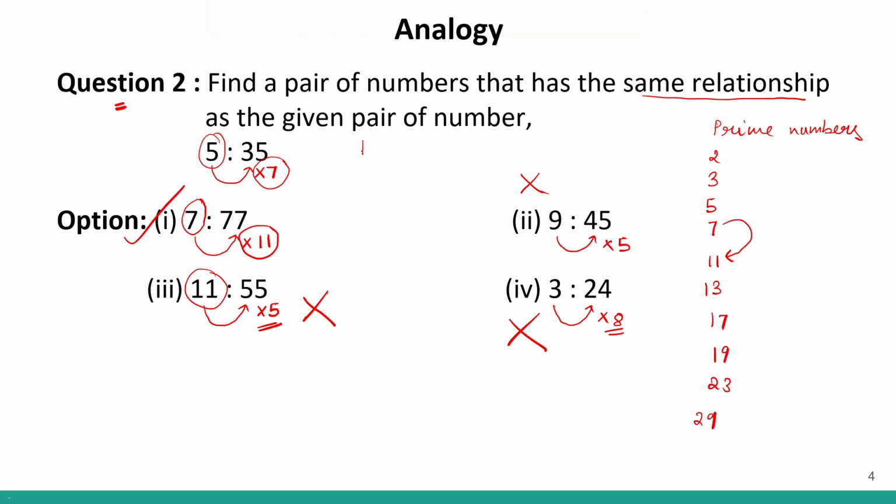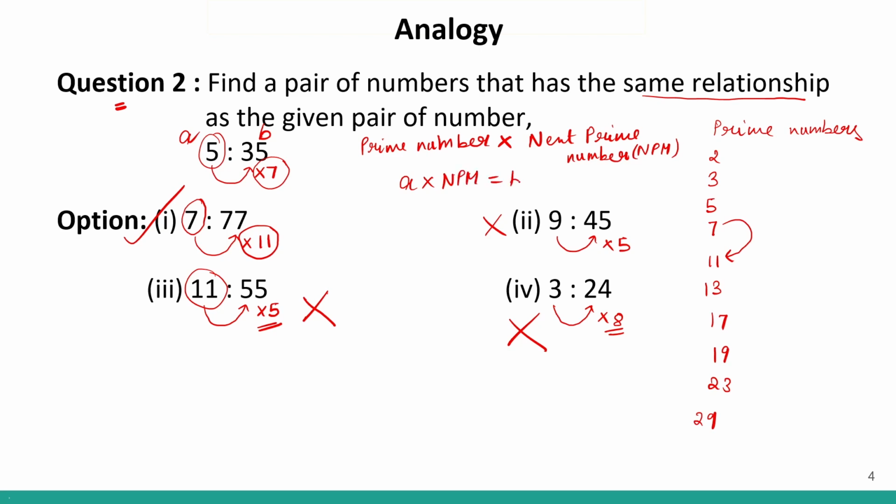It is basically a prime number multiplied by the next prime number. So if you assume that this is A and this is B, A into the next prime number, let me give it a short form, NPM, A into NPM will give me B. A is a prime number, and if I multiply it by the next prime number it will give me B. So this will be the answer, that is option number 1.